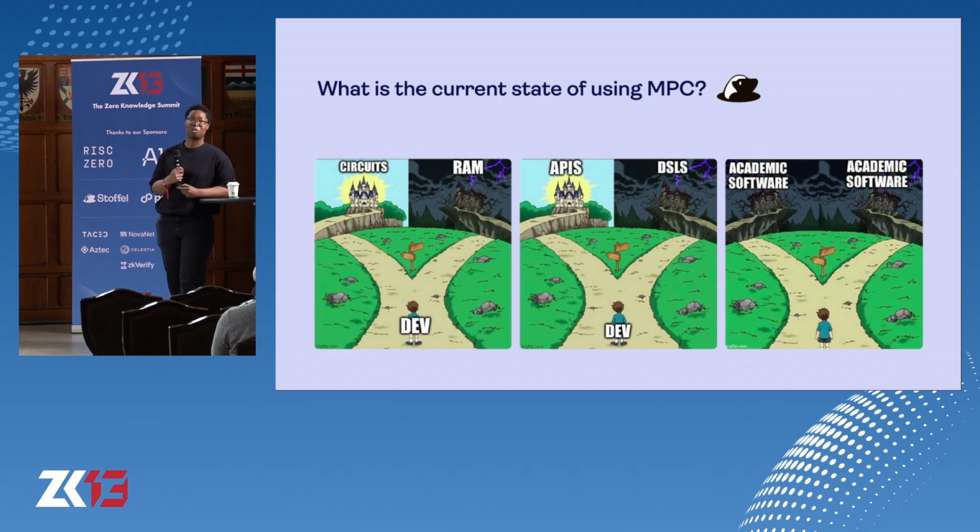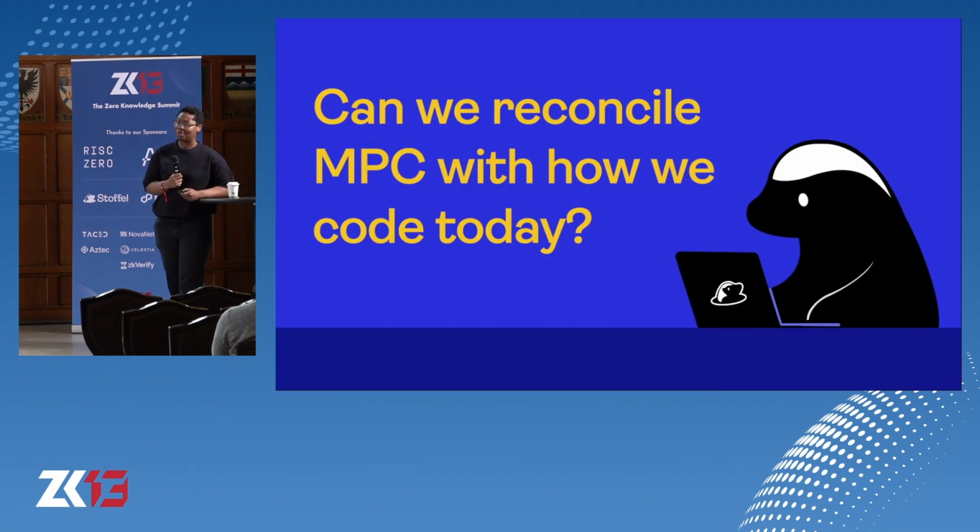Even though this academic software has been existing for a long time, it is deployed to production to a certain extent. For a lot of this, there's a huge demand, but nothing exists really to alleviate that demand. And so how can you reconcile the way people program today? Any programming language that you use today is based on this RAM model of computation and not circuits.